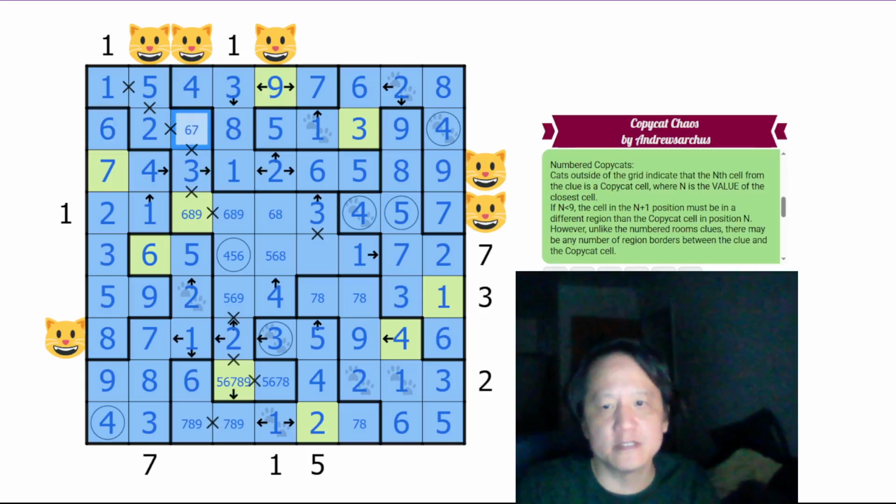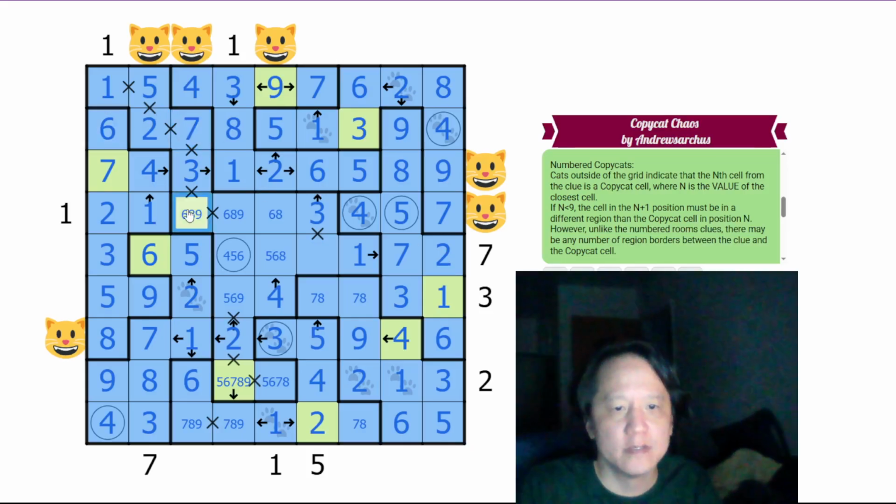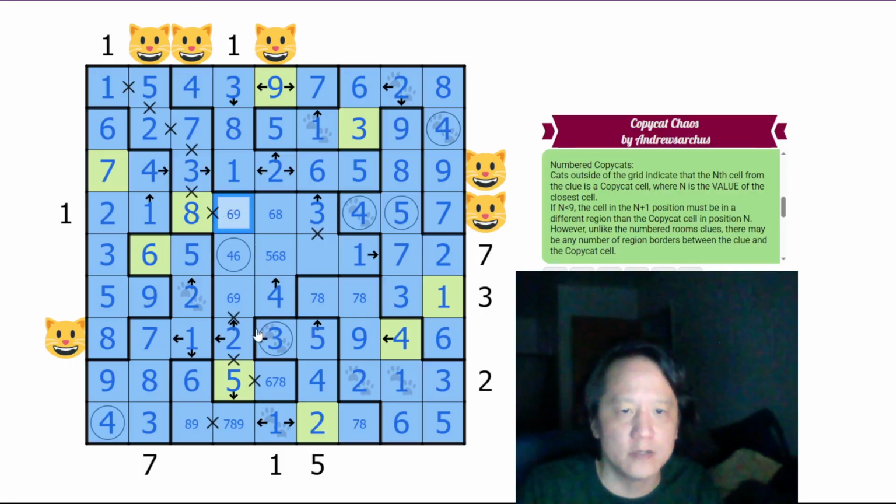6 eliminates 6 here, so it's 7. No 6 here, or 7 here, because of 6 or 7 in the column. 9 eliminates 9 in the copycat, so this is 8. That leaves this as a 5 for the copycat. So no more 5s, no 5s here, no 8 here. We have a 6-9 pair in column 4, which eliminates 6 and 9 in the rest of the column. So no 6 there, it's 4, no 6 or 9 or 8 there, so it's 7.